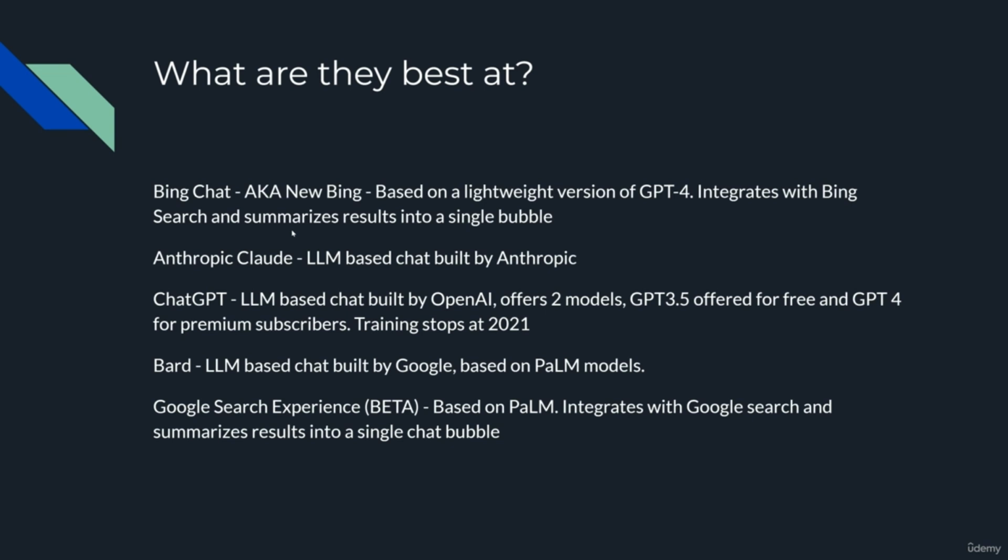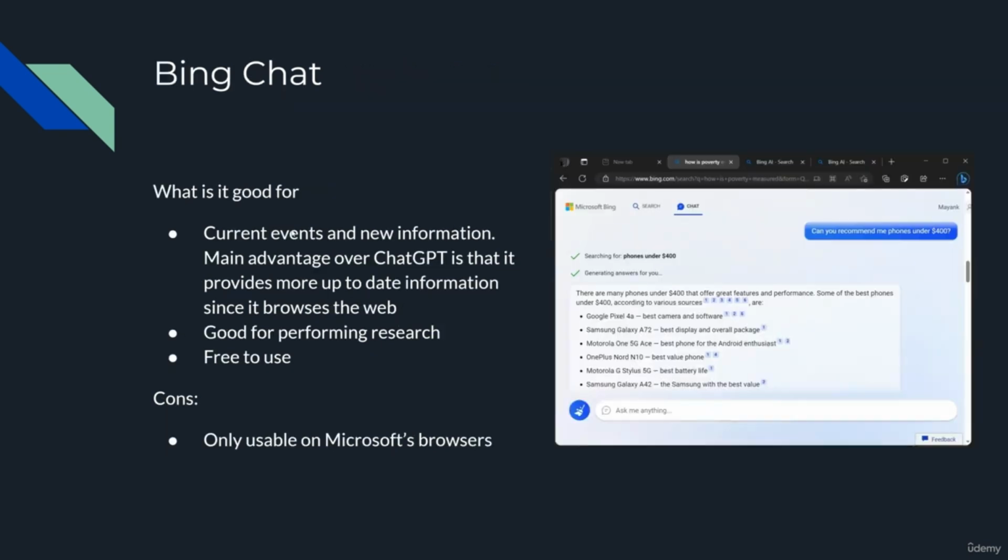Bard is an LLM-based chat built by Google. It is based on PaLM models, and is more restrictive than other ones because of their partnerships and not wanting to say the wrong thing due to Google being such a large company. And Google's search experience, which is in beta, is built on PaLM and integrates with Google Search and summarizes results into a single chat bubble.